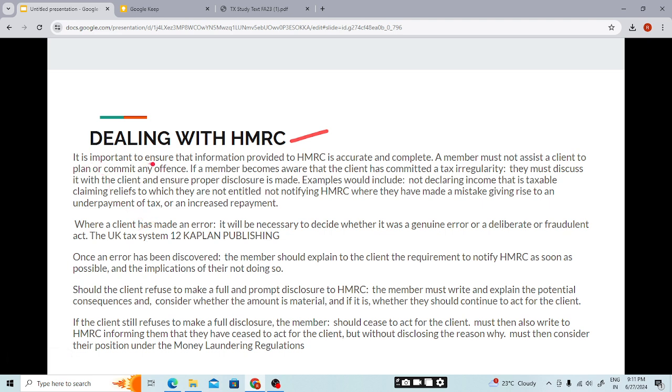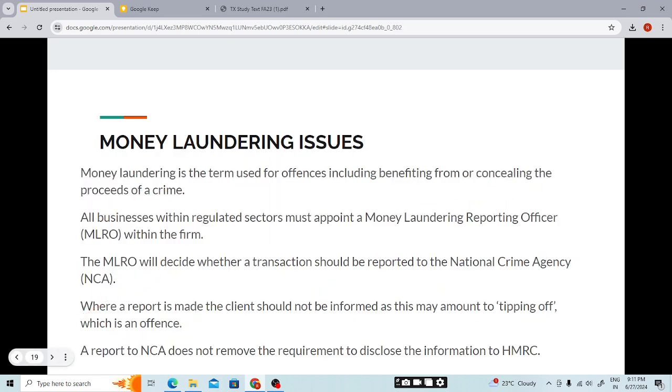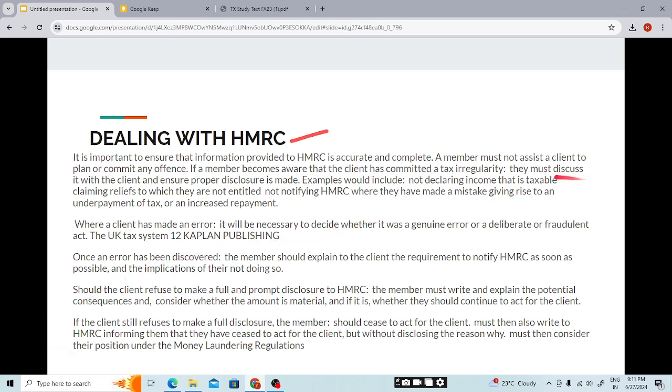It is important to ensure that the information provided to HMRC is accurate and complete. Whatever information we are providing to the HMRC must be accurate and complete. A member must not assist a client to plan or commit any offense. If a member becomes aware that the client has committed a tax irregularity, then they must discuss it with the client and ensure proper disclosure is made.